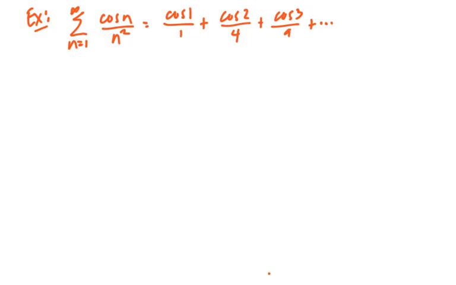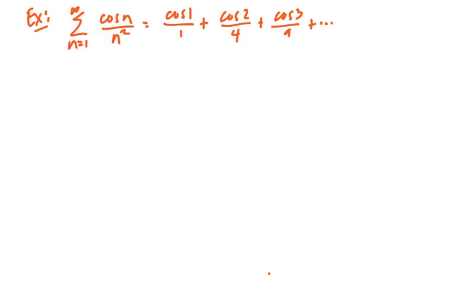So the problem with this is it's not alternating. Some of the signs are positive, some of the signs are negative because we're in cosine and we're in radians. And pi over 2 is about 1.57. So cosine becomes negative on the second term, and it's still negative on the third term, and it's still negative for cosine of 4. It becomes positive again after 3 pi over 2. So this is not an alternating series, but the signs are positive and negative.